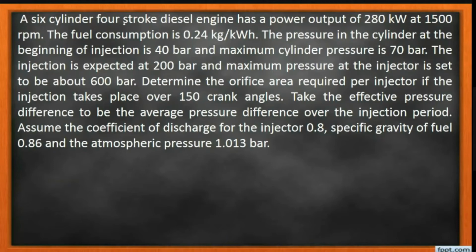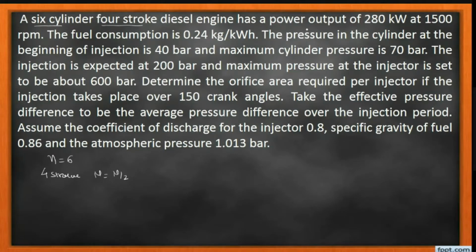A six-cylinder, four-stroke. Six-cylinder means the number of cylinders is six. It is very important, I want to write that the number of cylinders is six. Then it is a four-stroke, so n equals N by 2.